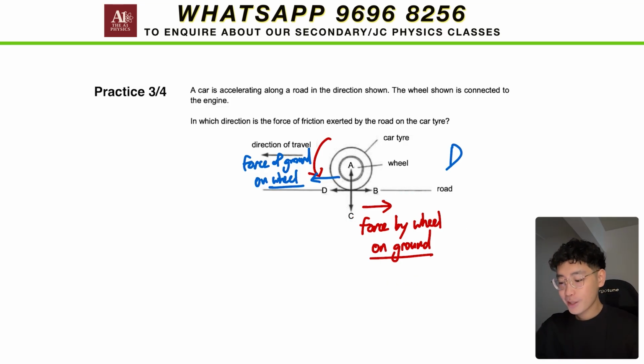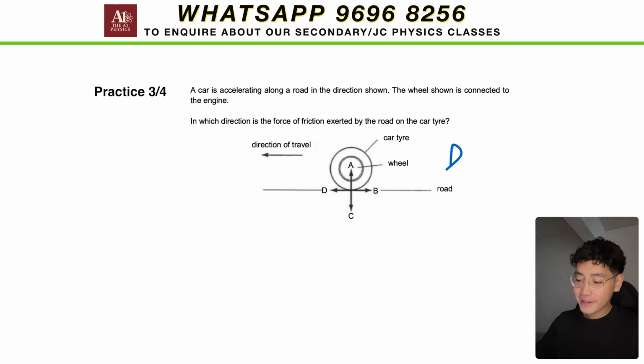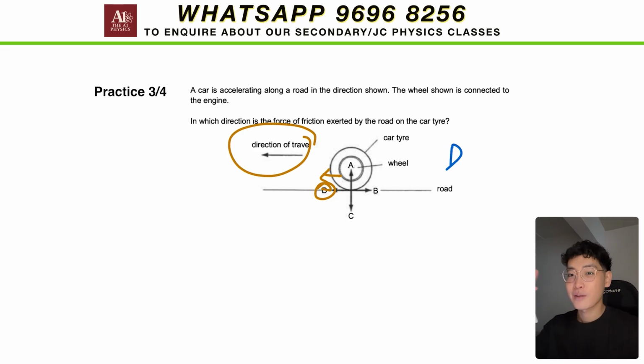The second way to solve this question is a bit more, like, it's kind of dumb. But basically, if the car is traveling to the left, right, the wheel is part of the car. So if the car is traveling to the left, it means that the force on the wheel must also be to the left. So the answer is just D. Yeah, so basically there's two ways to solve this question, but it's important for you to understand the first method, right? Identify which body the forces are acting on.